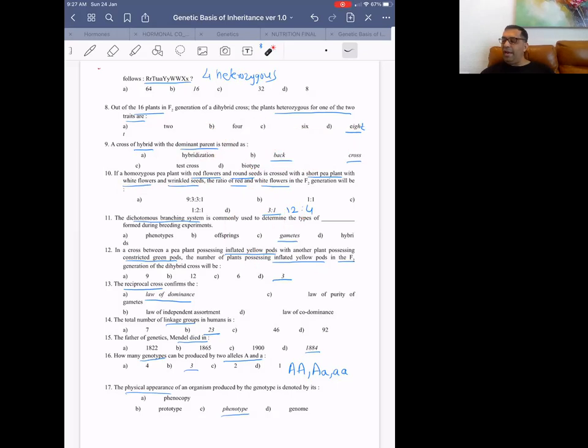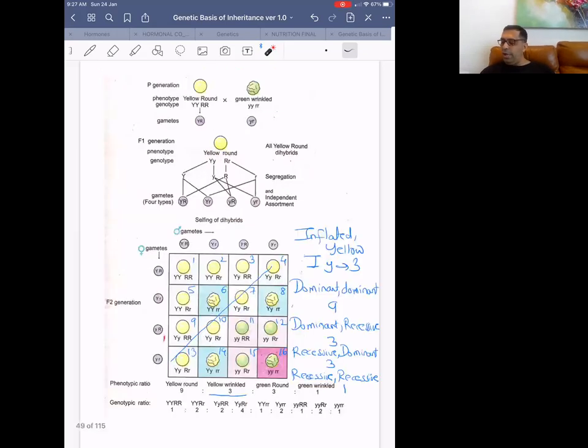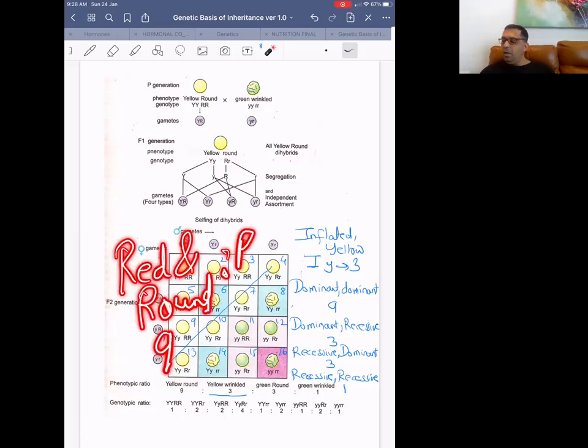In the F2 generation, what will we get? We will get, in the F2 generation, 9 will be red and round. Red and round will be 9. Red and wrinkled will be 3.